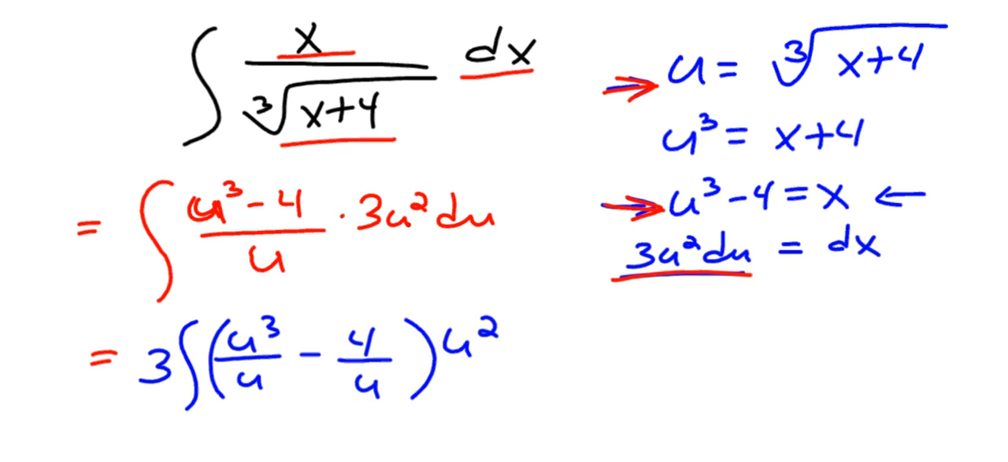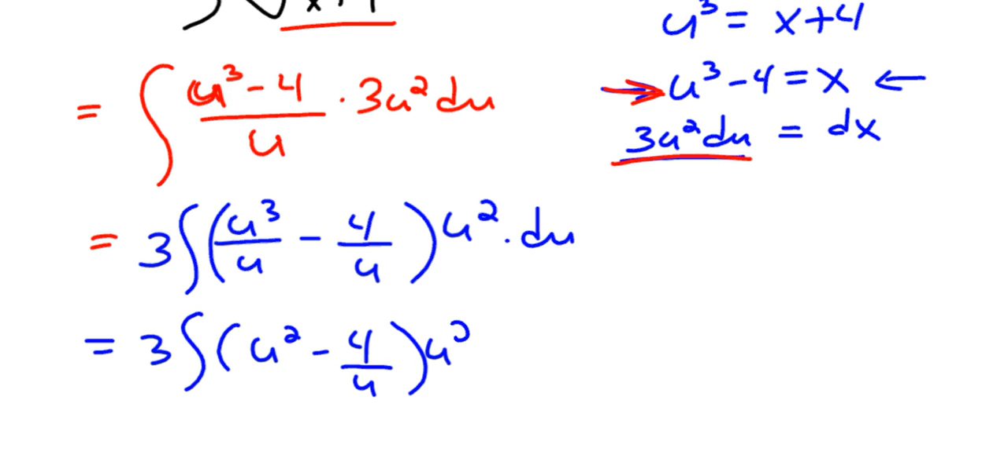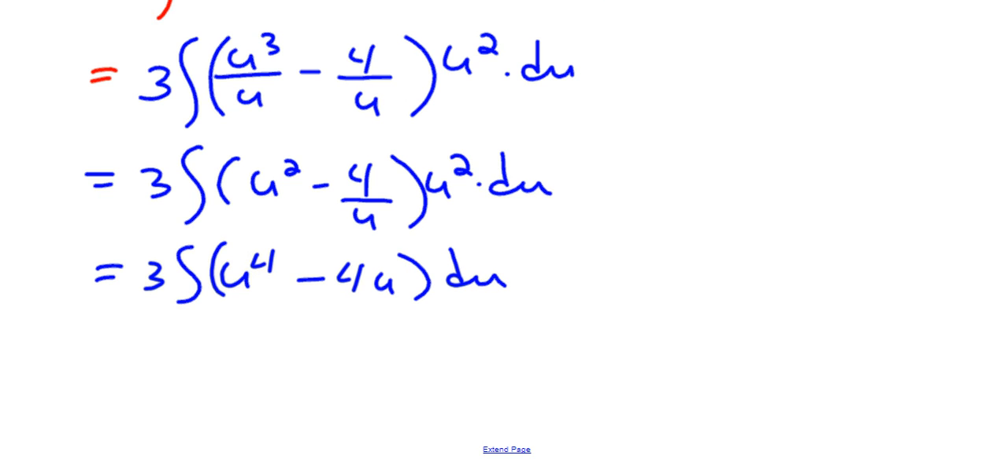Maybe you could have done it differently if you wanted to. You know you can do things more than one way. From here, I could see that I've got simplifying u squared minus 4 over u times u squared du. Now I'm going to distribute that u squared in, and I've got u to the 4th minus 4u du. Now, this becomes very easy to take the antiderivative of.